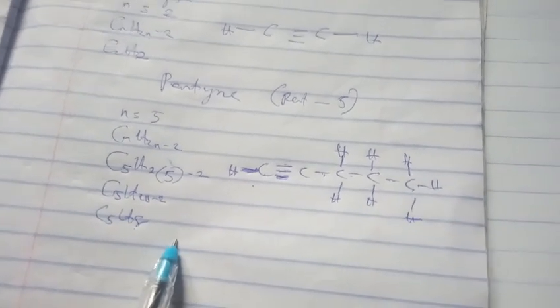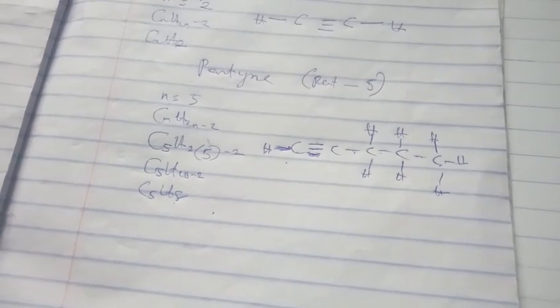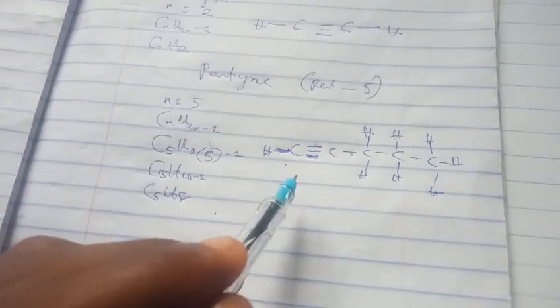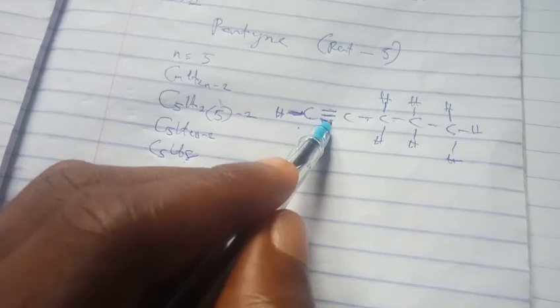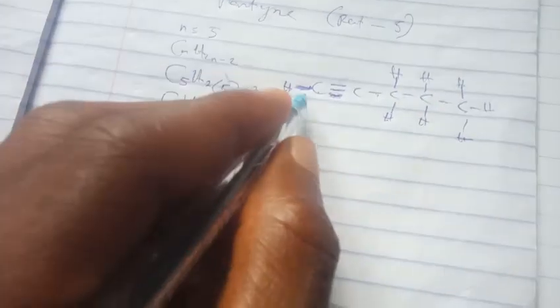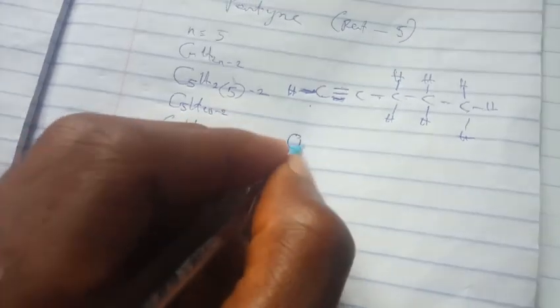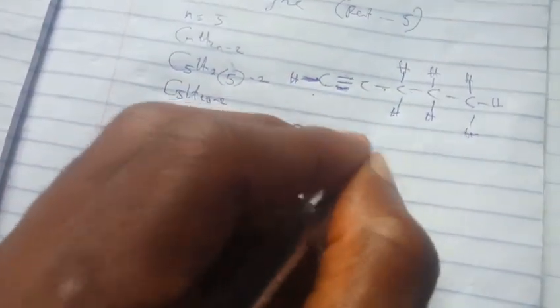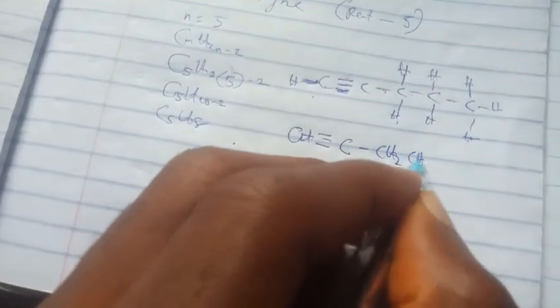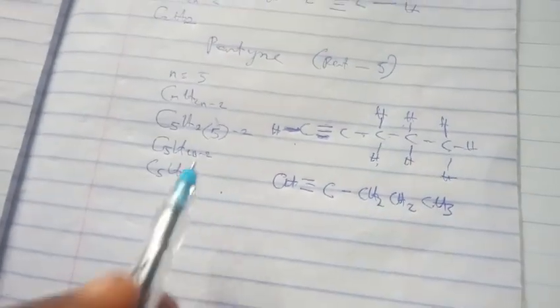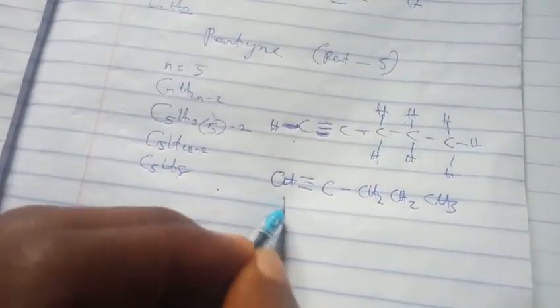Now one thing I want to introduce, like the one I did for alkene. This is actually pent-1-yne, because of where this triple bond is placed. So let's try to draw the condensed structure for this. This is CH triple bond, just one H. This is C, nothing there. This is CH2, this is CH2, this is CH3. So now this is actually pent-1-yne.